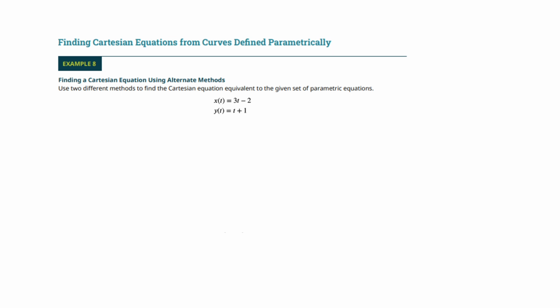So this is asking two different methods to turn this parametric equation into a Cartesian or rectangular one. We've already seen how to do this. All we need to do is solve one of these for one of the variables. So we could have solved this two ways.